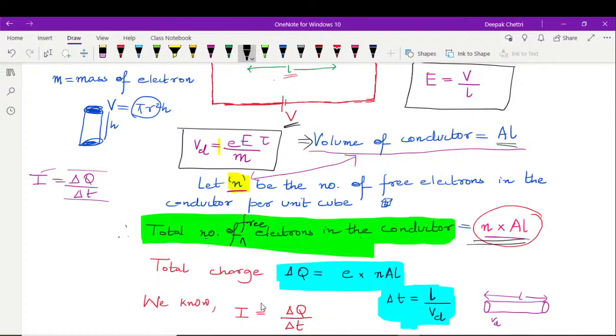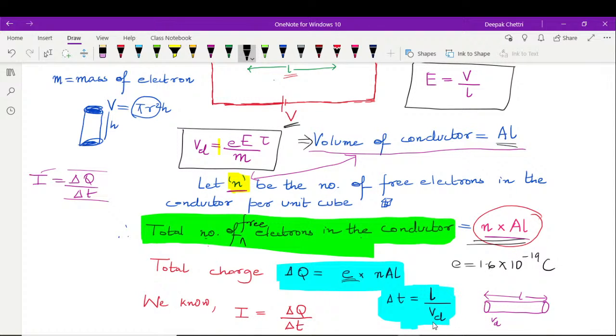So that is the total number of free electrons, and to get the total charge I have to multiply this number, n A L, with the charge of 1 electron, right, which is small e, and the value of e is equal to 1.6 into 10 to the power minus 19 coulomb.